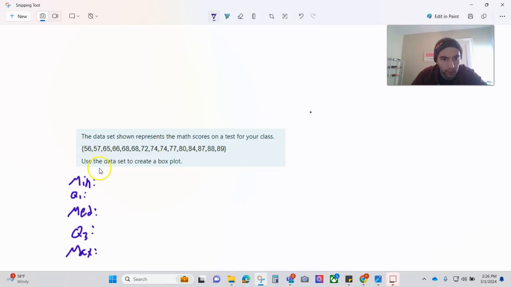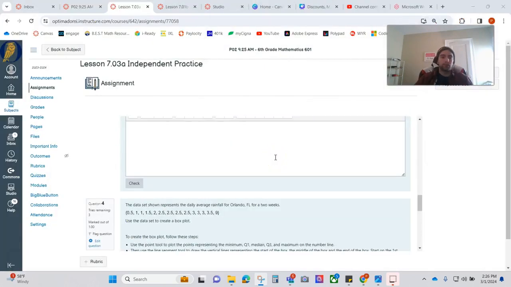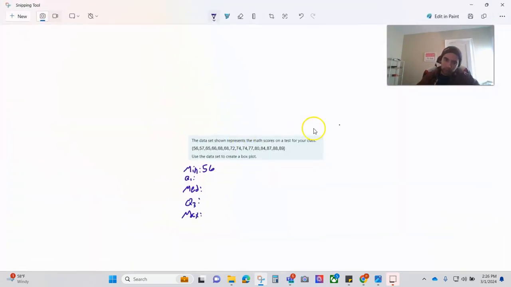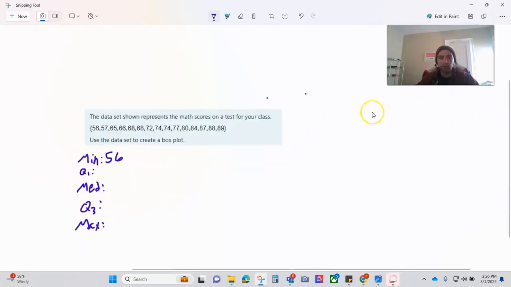So let's find the minimum. The minimum is 56. The maximum, it looks like, is... Oh, it's already in order from smallest to biggest. Is the next one like that too? Oh, how nice. Qué sorpresa. Okay, so the minimum is 56. Maximum is 89. The median, let's use this cross-off strategy.